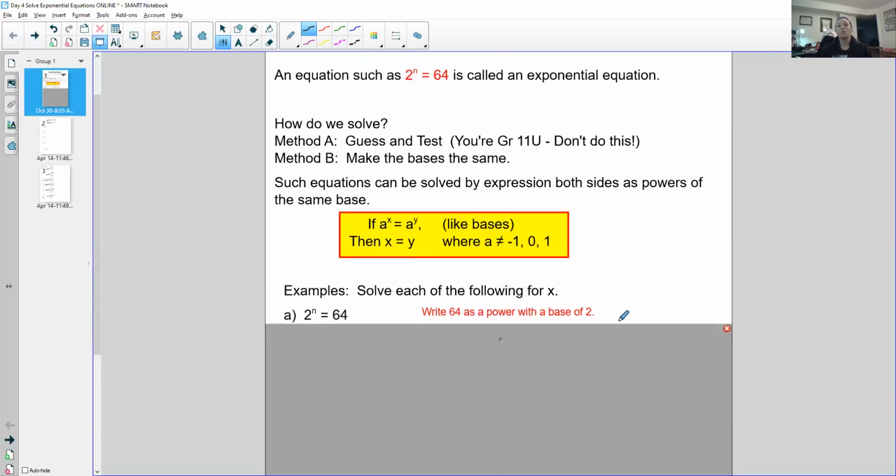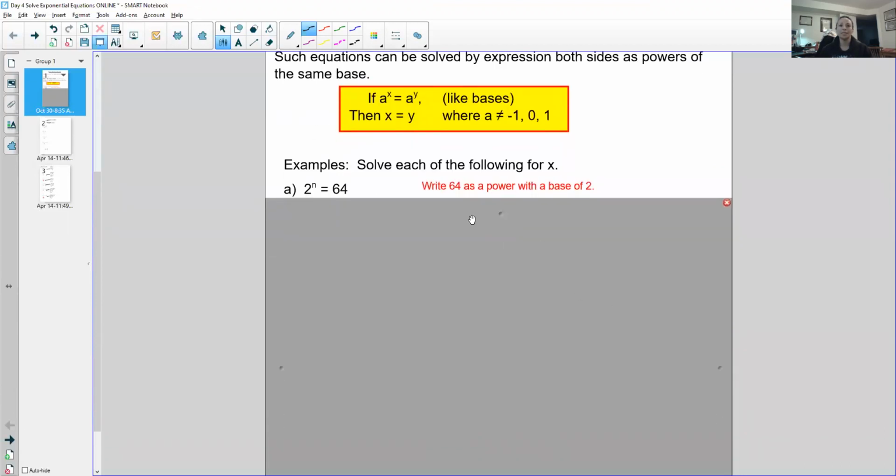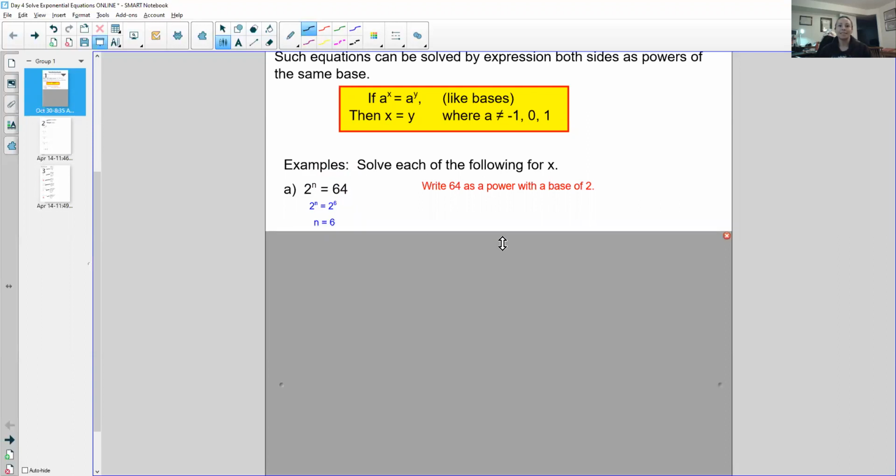Example. So if we wanted to solve a couple of the equations, like the one at the beginning, if I have 2^n equals 64, sure, you could guess and test, but you're grade 11, so let's not do that. What you want to do is find a way to write the number 64 so it is a power with a base of 2, the same base over here. So I could write 64 as 2 to the exponent 6. Since 2^n equals 2^6, n is going to equal 6, and you've basically solved for n. So set your bases the same, and then your exponents would be equal.